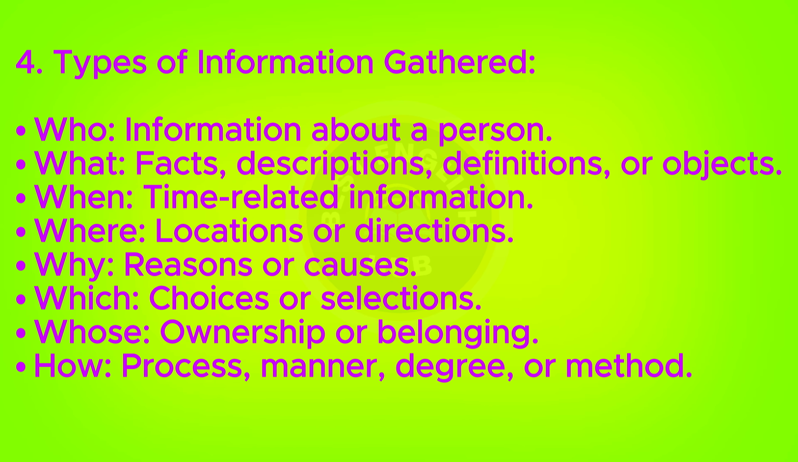4. Types of information gathered. A who, information about a person. A what, facts, descriptions, definitions, or objects. A when, time-related information. A where, locations or directions. A why, reasons or causes. A which, choices or selections. A whose, ownership or belonging. A how, process, manner, degree or method.